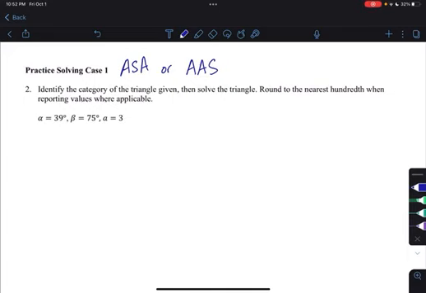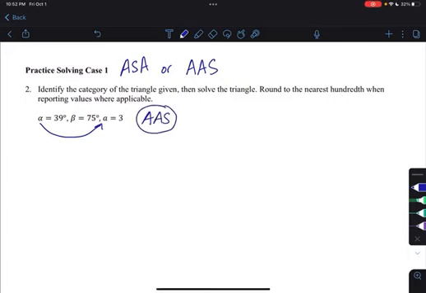So let's identify which type of case 1 triangle we are given down here. We are given 2 angles, so we're definitely in the right spot. And I notice that alpha and A go together. So because one of the corresponding sides is opposite one of the angles, this is definitely an AAS case.